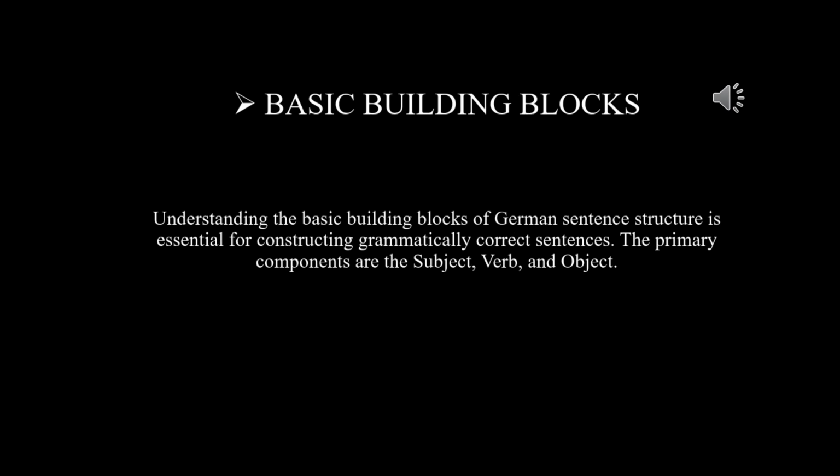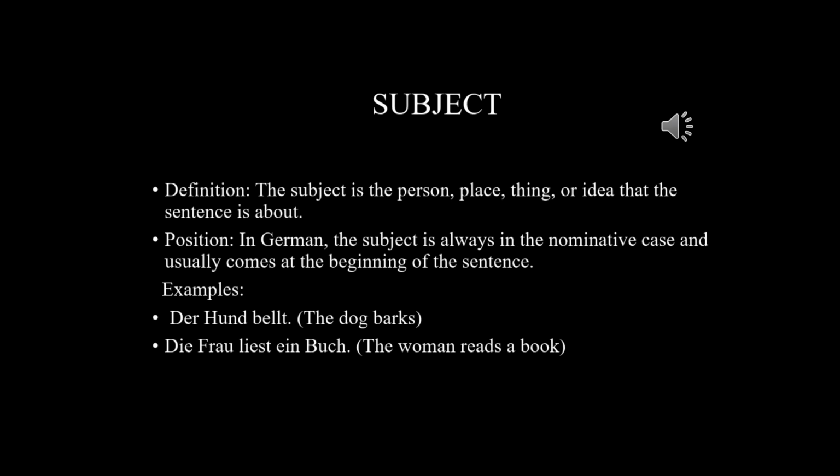Moving forward, here is the topic of basic building blocks. Understanding the basic building blocks of German sentence structure is essential for constructing grammatically correct sentences. The primary components are the subject, verb, and object. Subject. The definition of subject is the person, place, thing, or idea that the sentence is about. Position. In the German language, the subject is in the nominative case and usually comes at the beginning of a sentence.